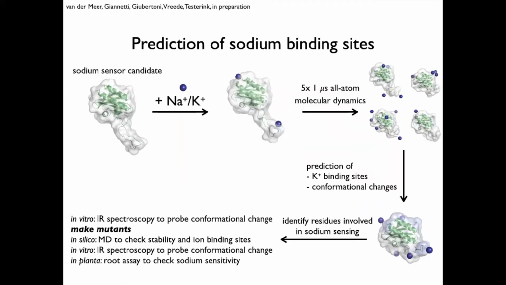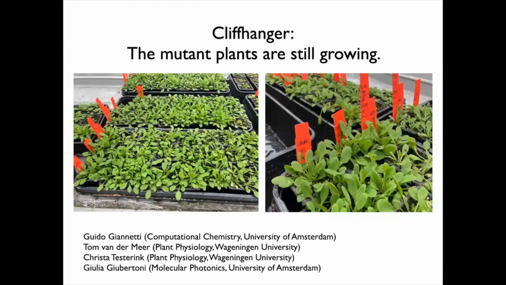Based on these results, some mutants were made, and these mutants were introduced in the plants. I have to end this story on a cliffhanger, because these mutant plants are still growing, so we cannot say yet whether our prediction turned out to be valid. But I think this was a nice introduction into molecular dynamics and how we can already gain quite a bit of information on cellular processes by doing this quite simple MD.